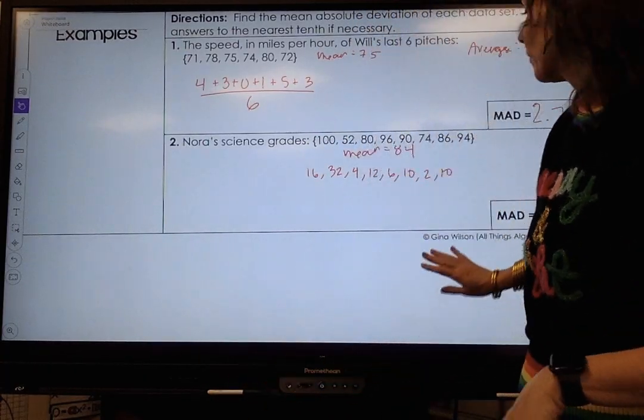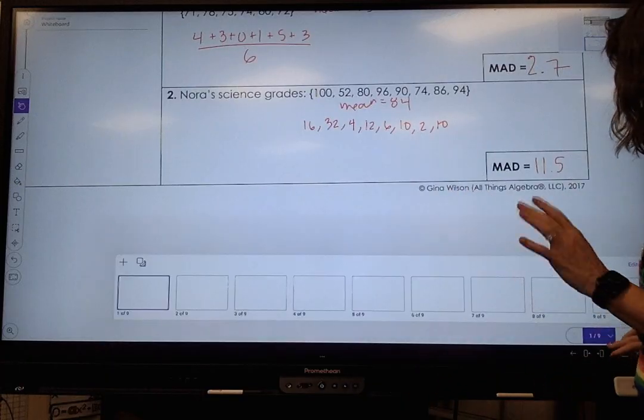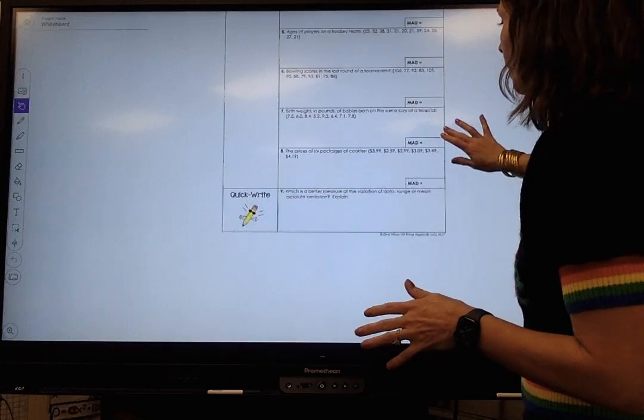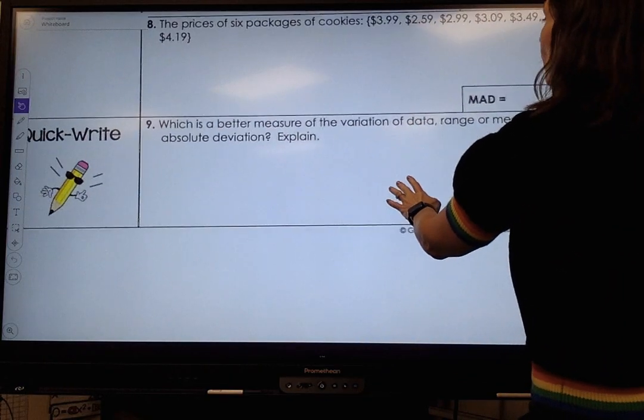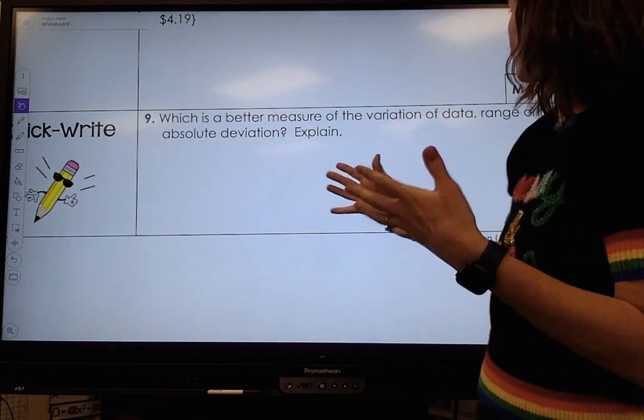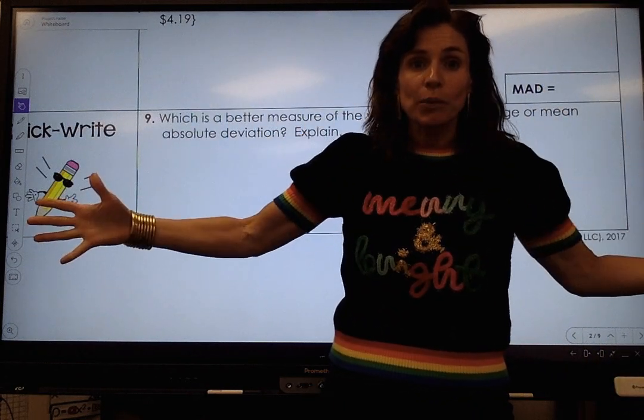All right. Now, let's look. We're not going to do another example. I think you can kind of get the gist of that. But which is a better measure of the variation of data? Range or mean absolute deviation? You could see that the range, that was spread out.